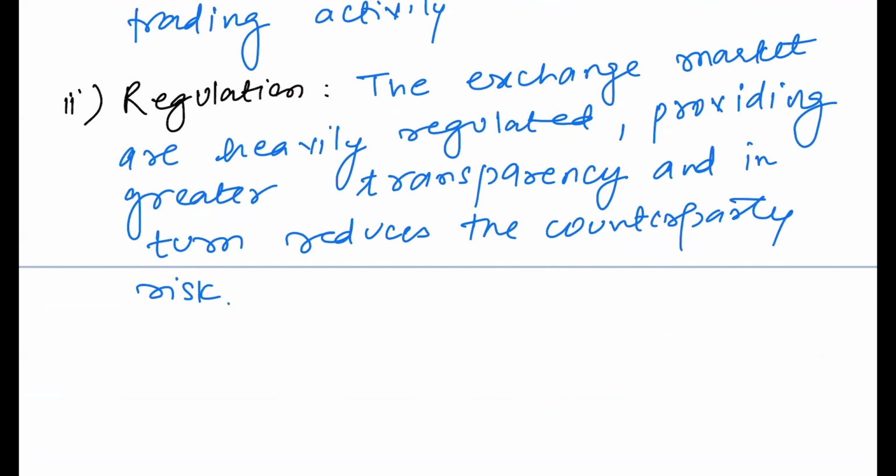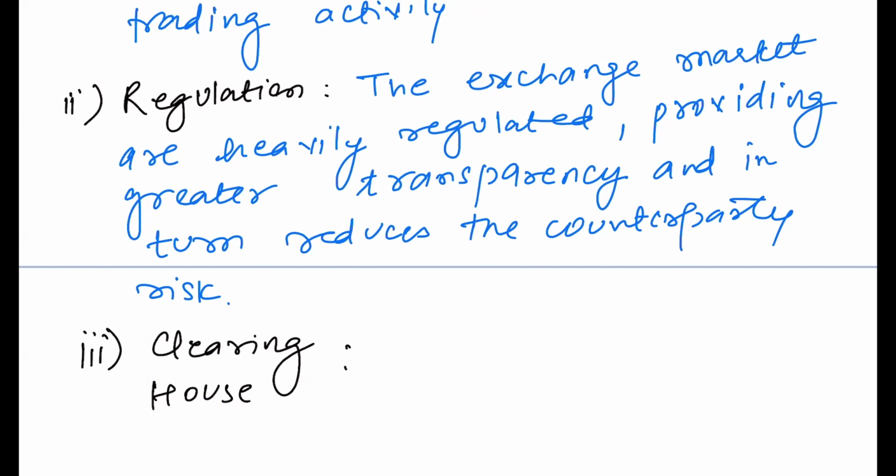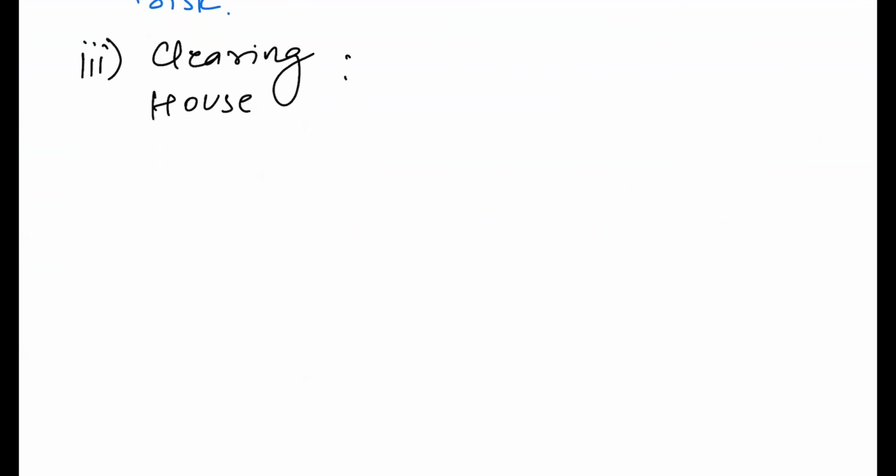Now the third feature of an exchange is the clearinghouse. So what is a clearinghouse? Basically, a clearinghouse acts as an intermediary between the buyers and the sellers, guaranteeing the performance of the contracts and therefore reducing the default risk. I'll give you an example also.